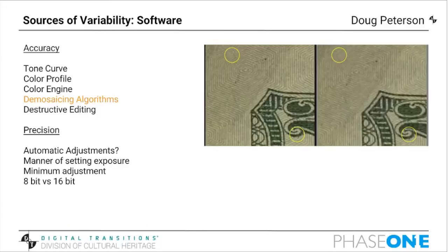So, other things that you can look for in sources of variability: destructive editing. If you're using Photoshop or a TIFF editor, or if you're using a camera system or a scanning system that directly scans into a TIFF file, into a final rasterized file, and you're making adjustments to that file, chances are you are doing harm to the file. You are doing what is called destructive editing.